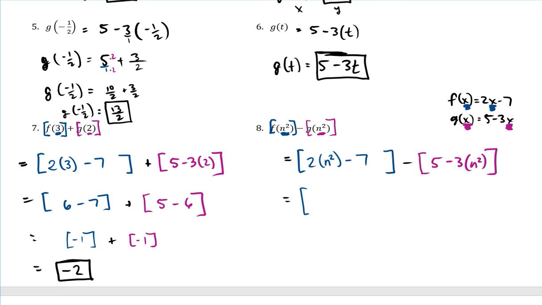So in this blue bracket, 2 times n squared would be 2n squared. And then minus 7 is attached. And then we have minus, in the purple, 5 minus 3 times n squared is 3n squared, so it'd be minus 3n squared. Okay, and then inside the blue parentheses, these are not like terms, so they don't combine, so there's nothing else we can do with this in the blue. And same deal with the purple. These are not like terms, there's nothing else we can do.